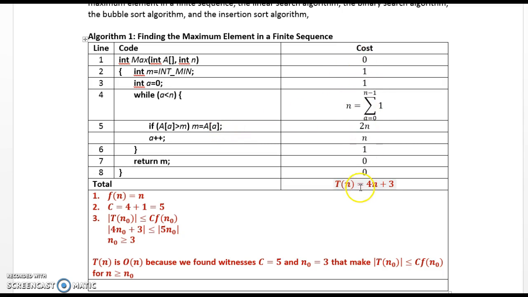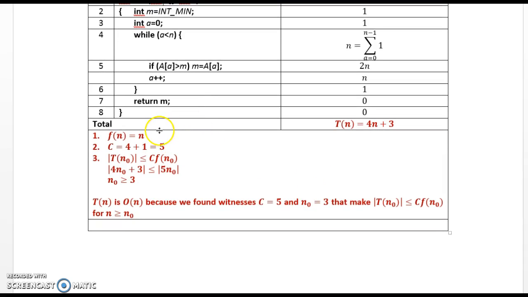So I figure out the cost of this, and it turns out T of n is 4n plus 3. We guess that this algorithm has linear time complexity, and we demonstrate that by finding f of n equal to n and C equal to 5, and finding an n sub naught. Then we can say T of n is O of n, or linear time complexity, because we have found witnesses C equals 5 and n sub naught equals 3 that make the magnitude of T of n less than or equal to C times the magnitude of f of n for n greater than or equal to n sub naught.